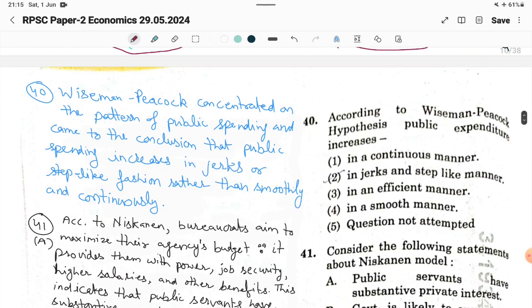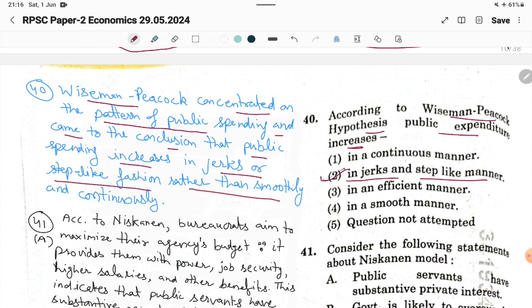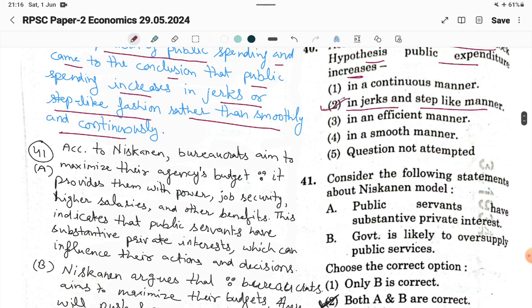Now the 40th question, according to Wiseman-Peacock hypothesis, public expenditure increases in jerks and step-like manner. Here's a little bit of explanation. Wiseman-Peacock concentrated on the pattern of public spending and came to the conclusion that public spending increases in jerks or step-like fashion rather than smoothly and continuously. So option second is the correct answer of this question.